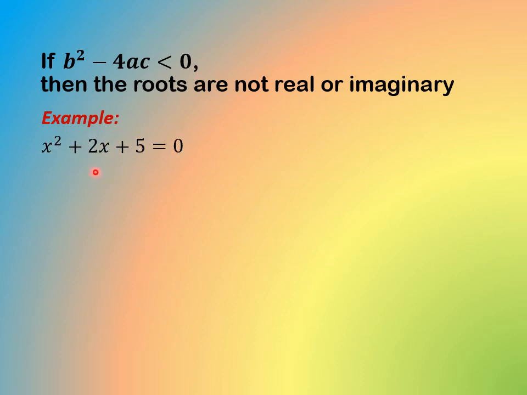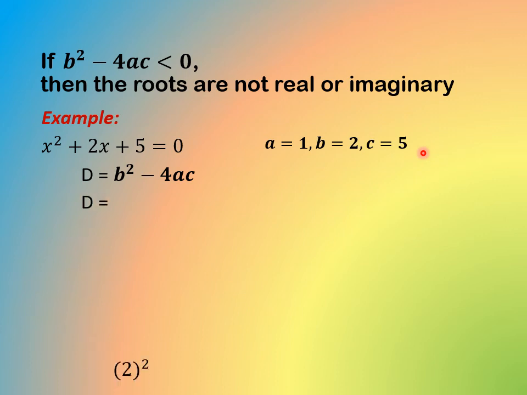So, we have x squared plus 2x plus 5 is equal to 0. So, determine the values of a, b, and c. So, we have a is 1, b is 2, c is 5. So, substitute to our formula, which is b squared minus 4ac. So, ang b natin is 2. So, we have here 2 squared, minus 4. Ang a na 1, ang c na 5.